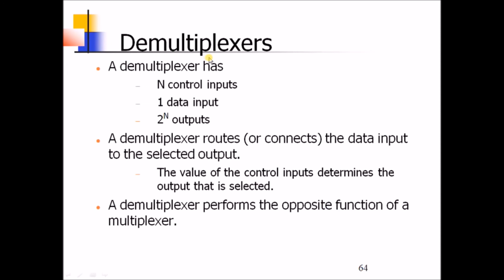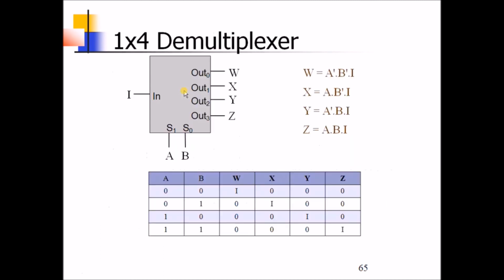Now let us see our next concept, demultiplexers. A demultiplexer performs the converse operation of the multiplexer. This circuit will accept n control inputs along with one data input and then produces 2 power n outputs. So here it receives only one input. That input will be routed to any one of the output lines, and that output line is selected with the help of these control inputs. Let us see that with an example.